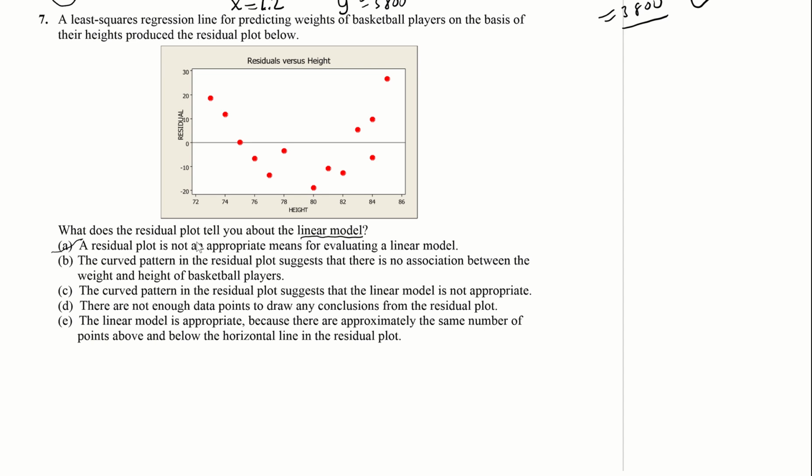So we want to see, what does the residual plot tell you? So this is saying that there is some kind of association, but there's a curved pattern to it, right? So we see that there's some kind of a curved pattern, but it doesn't tell us that there's no association. It tells us that the linear model is not appropriate. So it's not that one. The curved pattern suggests that the linear model is not appropriate. That's what the residual plot tells you. So that has to be the answer.